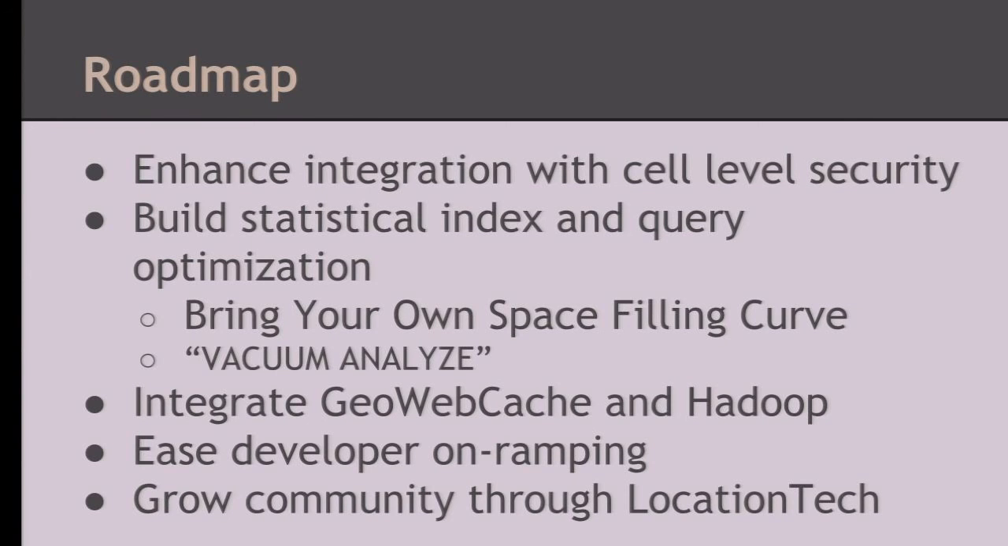We would like to enhance the query optimization and the index optimization. We ship right now with a default index that's pretty good, but we understand the index very well, and we can tune it for other people's data. We would like to make this process automatic, so something like a vacuum analyze for PostGIS that does statistical analysis of query patterns and the data and then optimizes.